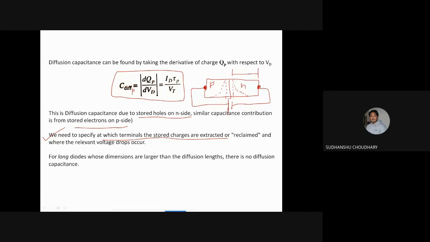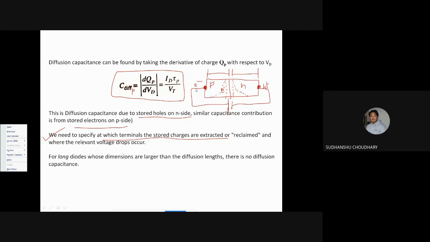None of the holes will reach here. Similarly, if the length of this P region, that is this length, is much larger than the diffusion length of electrons, since electrons are over here, then none of these electrons can reach the leads here, because all of these electrons will recombine with the holes, the majority carriers.